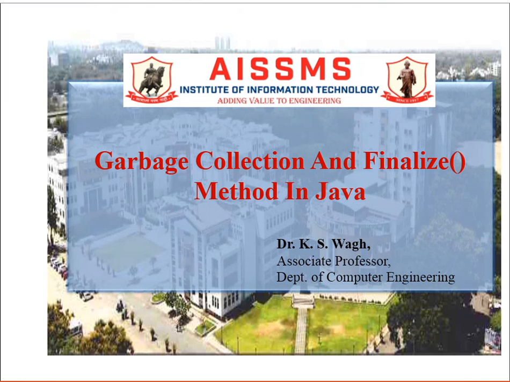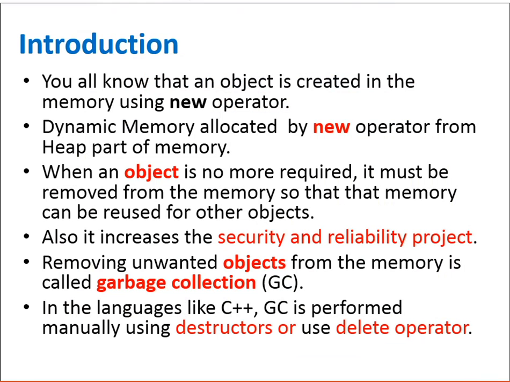Today I am going to explain the use of garbage collection and the finalize method in Java. You all know that an object is created in memory using the new operator in Java. Dynamic memory allocation by the new operator in Java is from the heap part of memory. When an object is no more required, it must be removed from the heap part of memory so that memory can be reused for other objects.